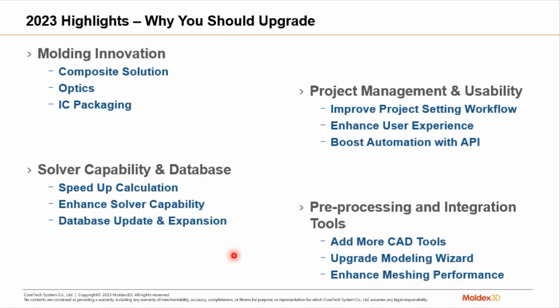So we've broadly categorized this into 4 sections, and this is the order in which I'm going to go about things. First, I'm going to talk about solutions or molding innovations, be it advanced composites or optics, IC packaging. Then we're going to touch upon solver capability, material database expansions. Thirdly, we're going to look at what has been improved from a usability standpoint, from a project management standpoint.